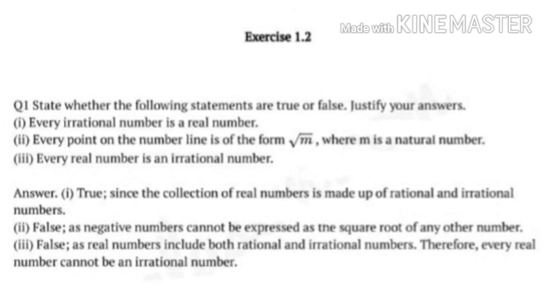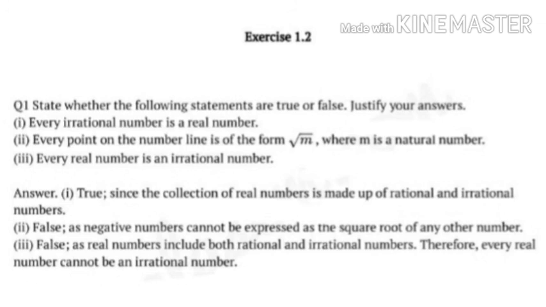Second question, every point on the number line is of the form root m, where m is a natural number. Is it true? No children, it is false because negative numbers cannot be expressed in the form of a square root. We cannot say the square root of 4 is minus 2, isn't it? So it is wrong, we cannot express the negative numbers.